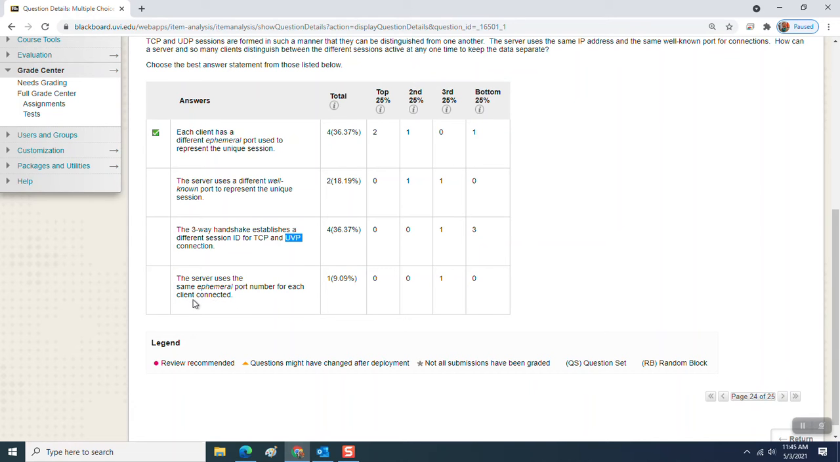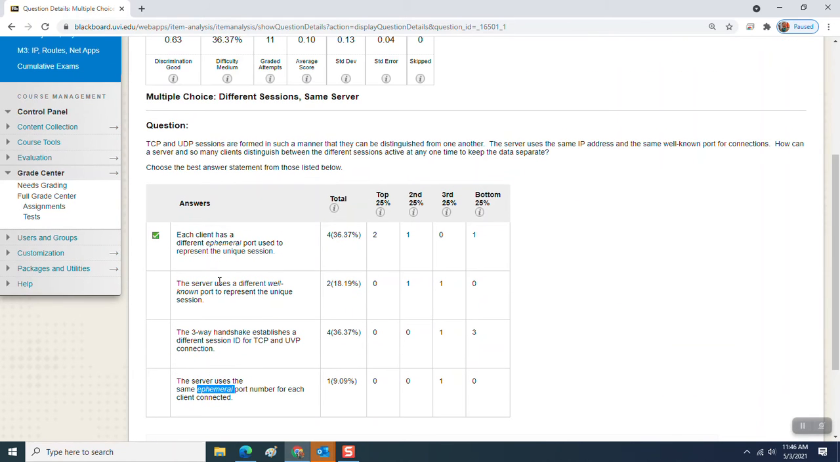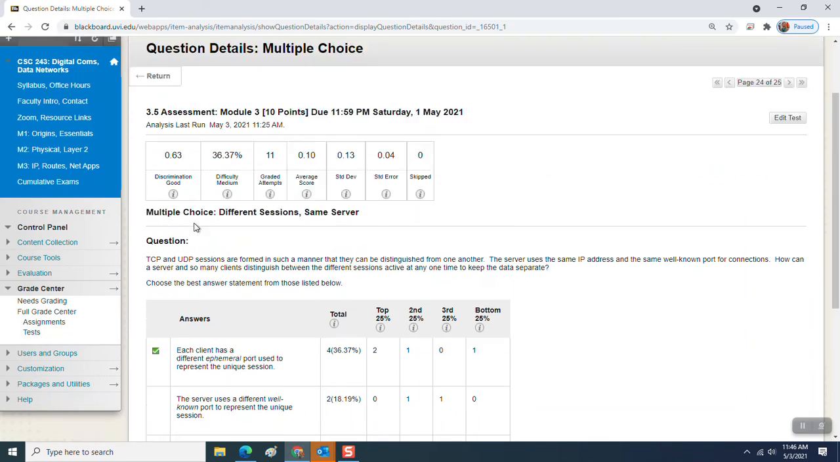The server uses the same ephemeral port number for each client connected. No, the server doesn't use an ephemeral port number. The server uses a well-known port number, a lower numbered port, from 0 to 1056, in some cases through 1435, in the case of SQL. But the server never uses an ephemeral port. That's only used by the client. So this is the correct answer.